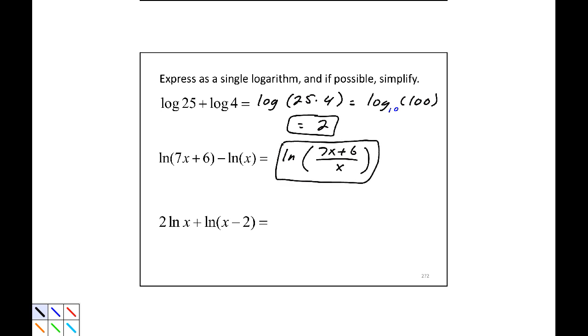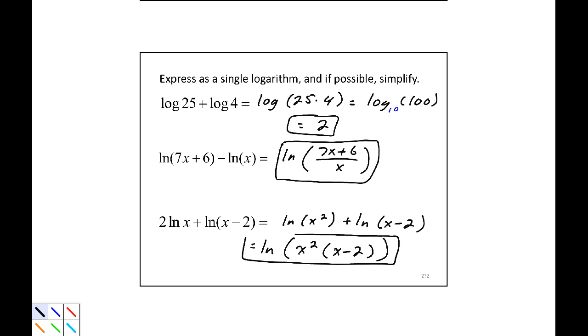Now for our last example on this slide, we have 2 natural log of x plus natural log of the quantity x minus 2. Again, we want to go to our power rule first, so this would be natural log of x squared plus natural log of x minus 2. Now, because we have a sum of 2 logarithms, we can write this as natural log of the product of x squared and the quantity x minus 2. I'm going to put that in parentheses twice to be very clear about what my argument is.